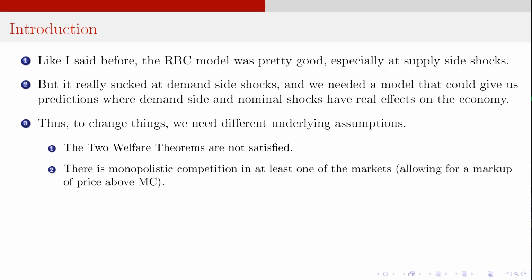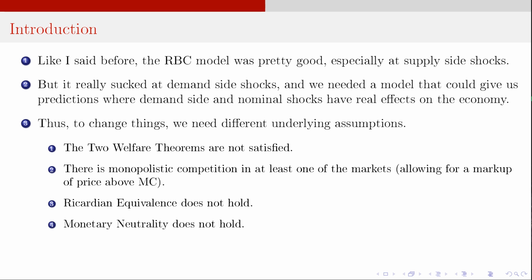In addition to that, remember the RBC model said that there was no monopolistic competition. It was a perfectly competitive equilibrium across all markets. Here, at least one of the markets has a monopolistically competitive framework, meaning that there is some allowance for a markup of price above marginal cost. Ricardian equivalence does not hold here. Monetary neutrality, similarly, does not hold. Prices don't fully adjust immediately in response to shocks. Some of them might, but not all of them will.